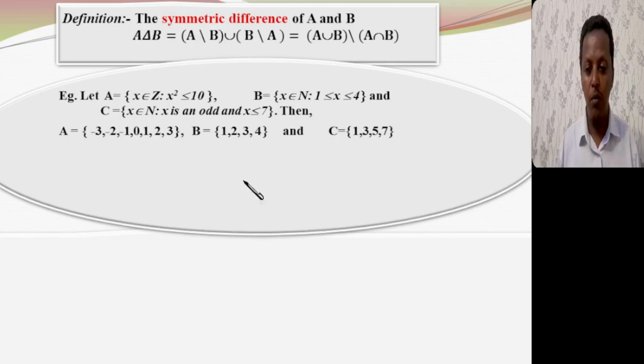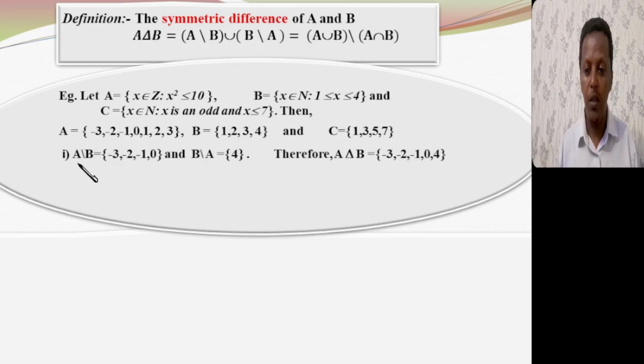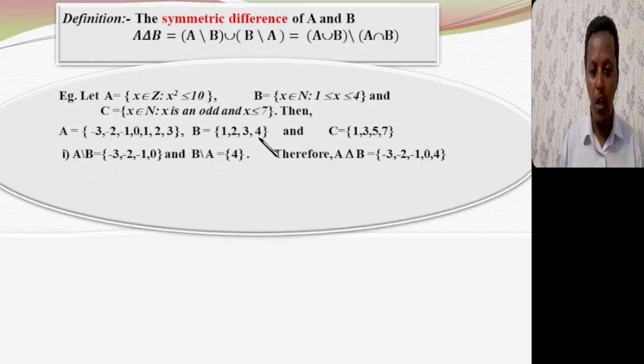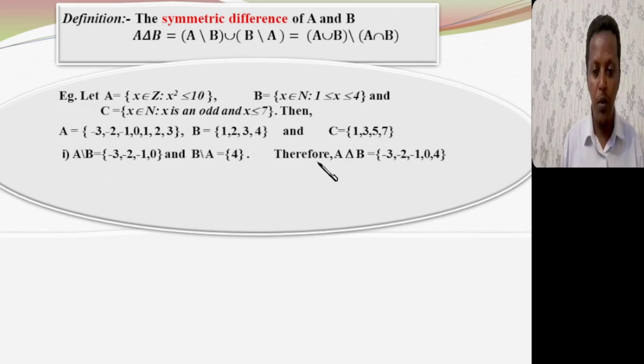So once we have A, B, C, A without B will be what? Elements only in A but not in B: -3, -2, -1, 0. Only in A but not in B. B without A, 4. So the union of these two will be what? The symmetric difference. A symmetric difference with B will be what? A without B union B without A.